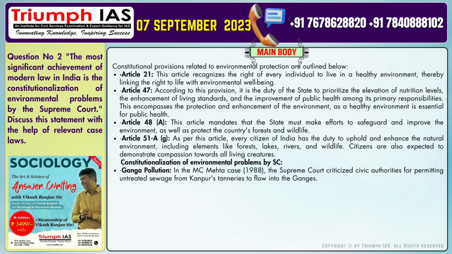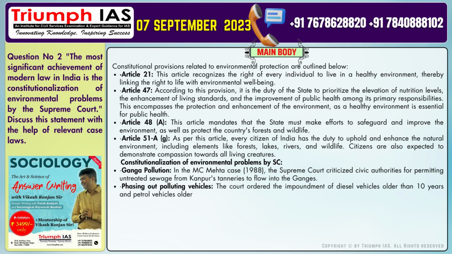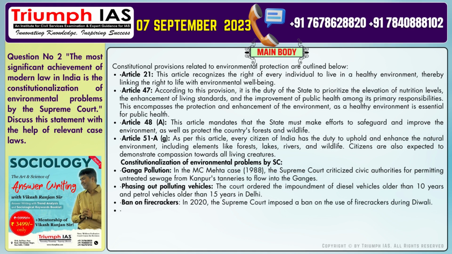Ganges. Number 7. Phasing out polluting vehicles. The court ordered the impoundment of diesel vehicles older than 10 years and petrol vehicles older than 15 years in Delhi. Number 8. Ban on firecrackers. In 2020, the Supreme Court imposed a ban on the use of firecrackers during Diwali.